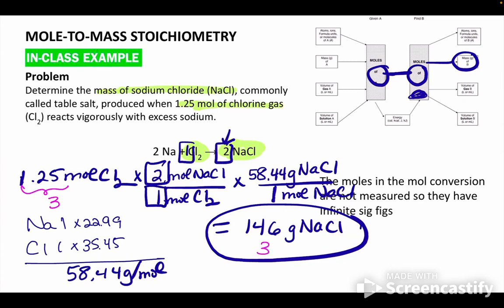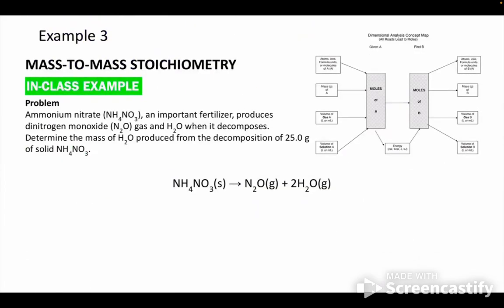So we'll continue. Here's another problem, and this is the compound ammonium nitrate, which is used in fertilizers, will decompose according to this reaction. So in the question, they're telling me I have 25 grams of the ammonium nitrate, and they want me to know how many grams of water I'm going to produce. So really, I'm starting over here. I'm going to move to moles. I'm going to do a mole ratio and switch to moles of the water, and then I'm going to use molar mass to get to grams of water.